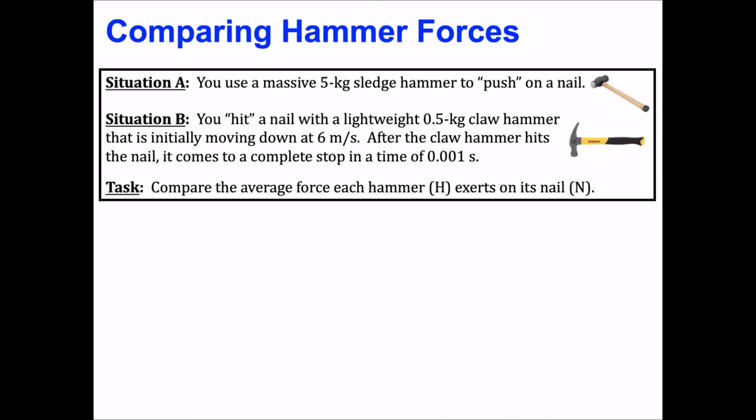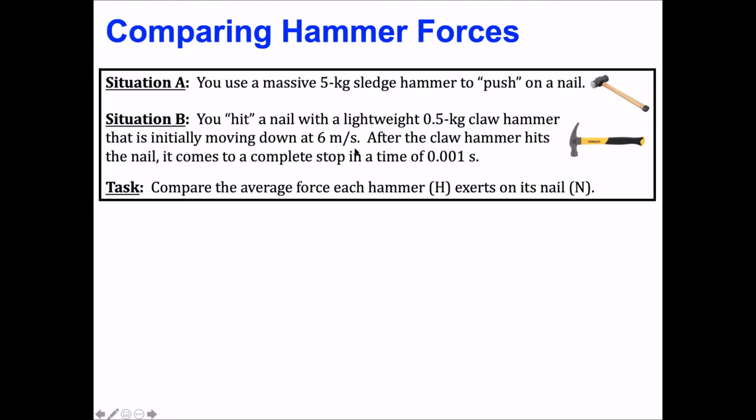The final question we want to consider is one that involves two hammers and the forces these hammers can exert on nails. In the first situation, we've got a massive 5-kilogram sledgehammer that we're going to use to push on a nail. And in the second situation, we've got a lightweight 0.5-kilogram claw hammer that we might use around the home to put nails into a wall to hang pictures.